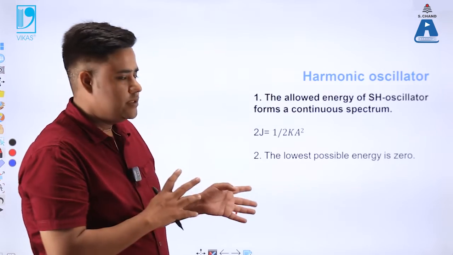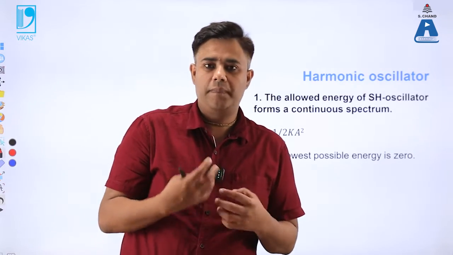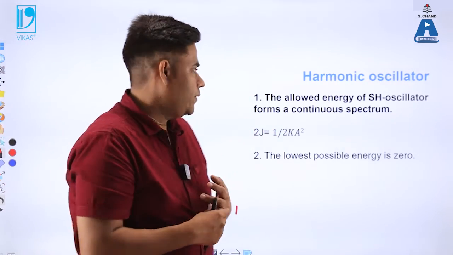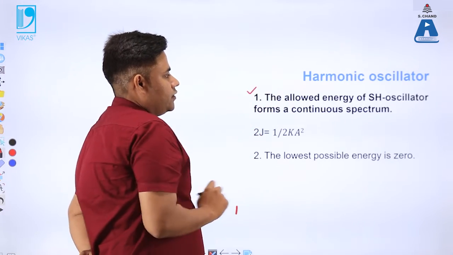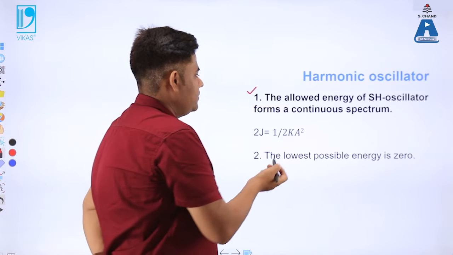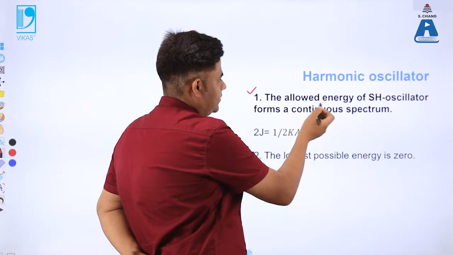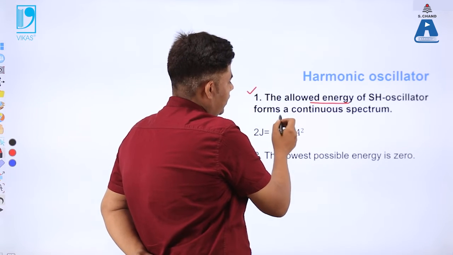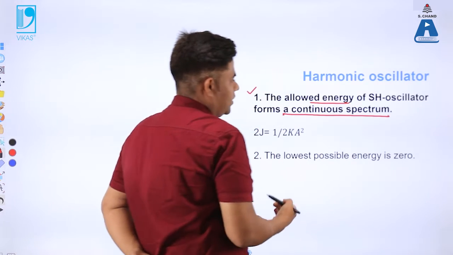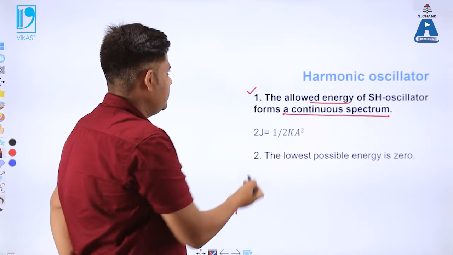Now what conclusions can we draw from this simple harmonic oscillator type of system? The first conclusion that we draw from this simple harmonic oscillator system is that the allowed energy of the simple harmonic oscillator forms a continuous spectrum. Now what does this continuous spectrum mean?